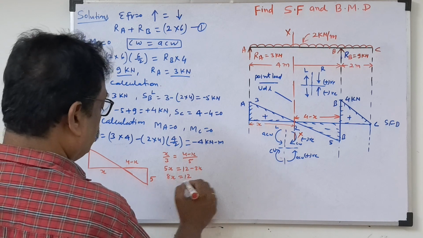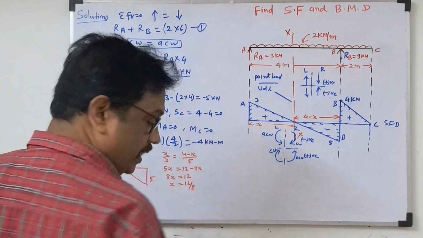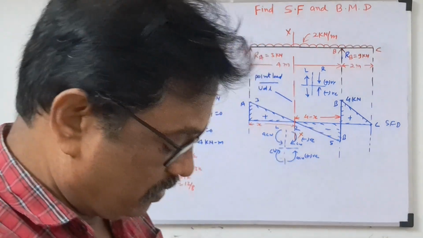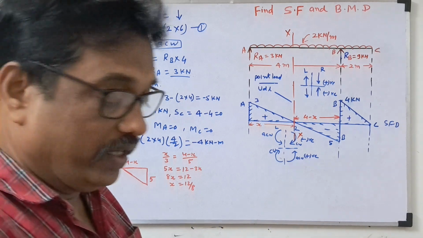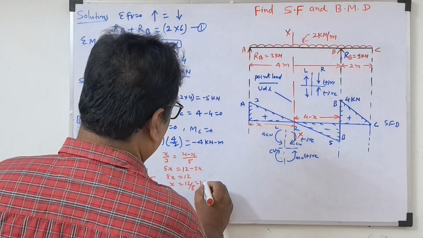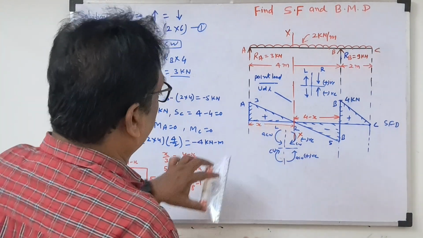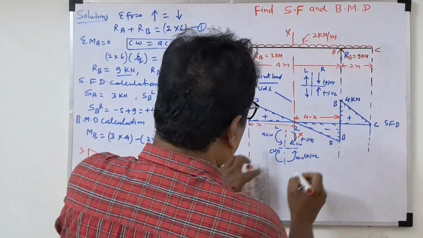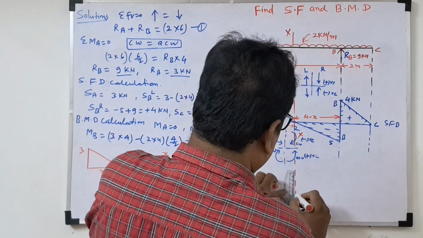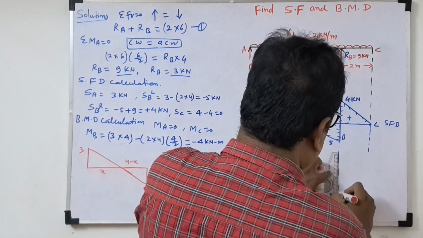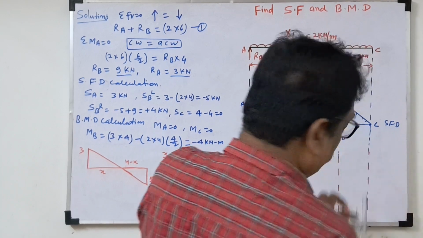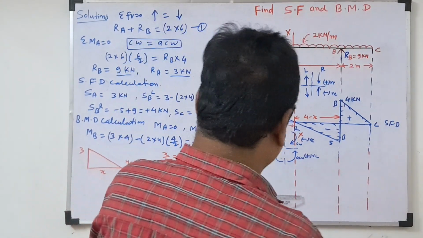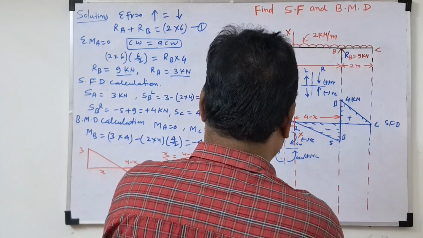So x equals 12 by 8. 12 divided by 8 is coming 1.5. So x is coming 1.5 meter. That means at the point 1.5, the bending moment will come maximum. So that maximum bending moment we will calculate at that distance. So first we will draw the zero bending moment line, then we will draw this. Okay, so we will draw here the zero bending moment line first.